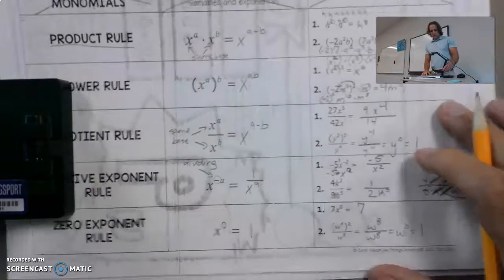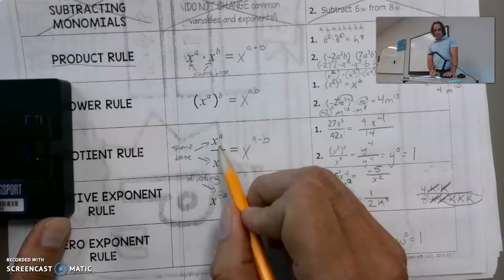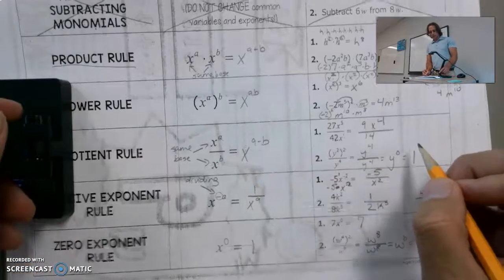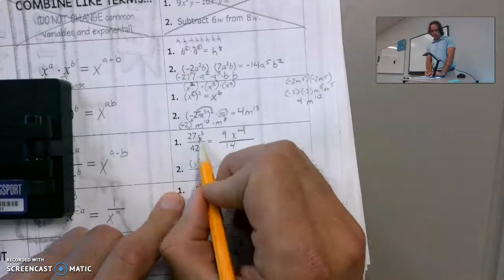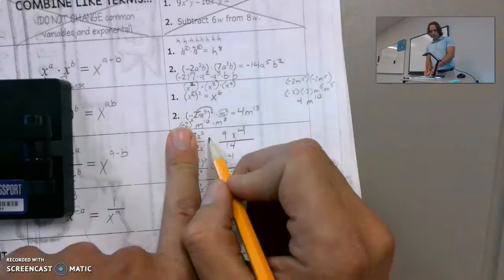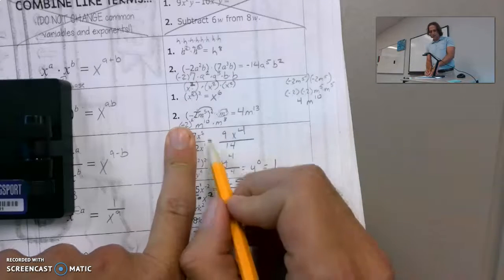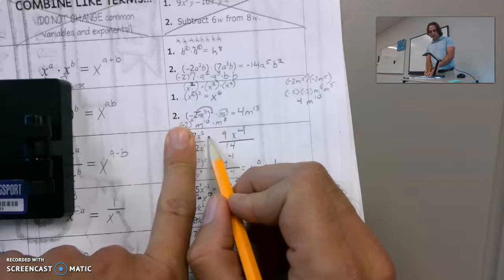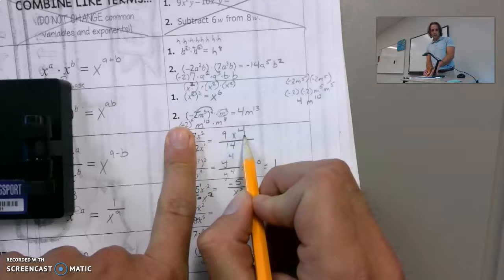All right, let's look at the quotient rule. Any two numbers in exponential form, when they have the same base, I'm able to subtract the exponents. So if I come over here and look at example 1, I've got 27x to the fifth and 42x to the first. So let's not worry about the integers just yet. Let's just look at the variable terms here, or excuse me, the variable factor. It is x to the 5th and x to the 1st. So 5 minus 1, I get x to the 4th power.